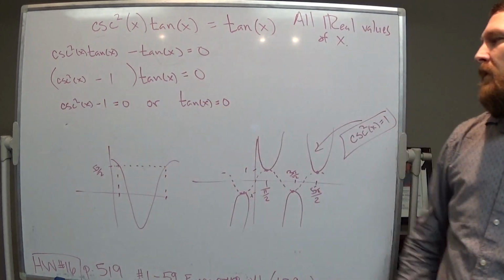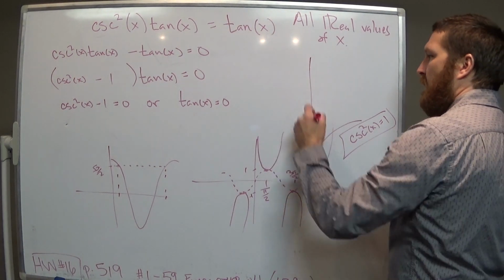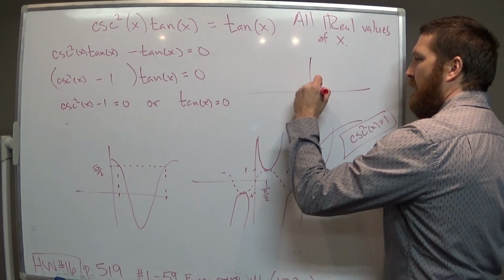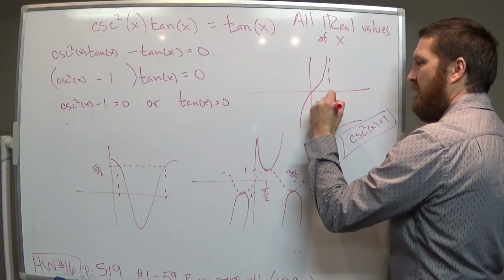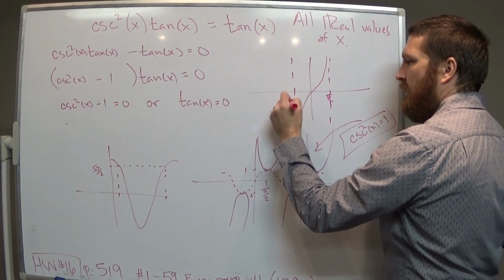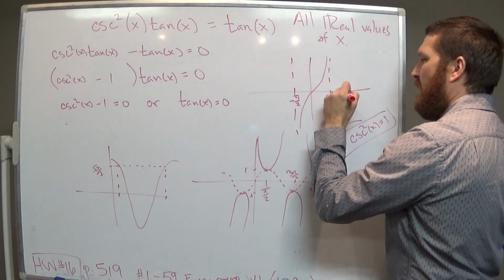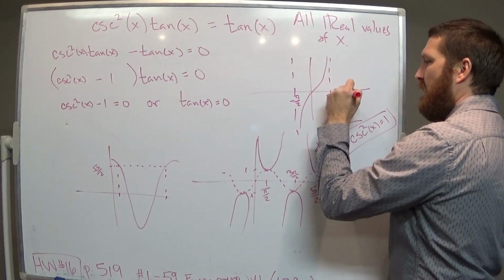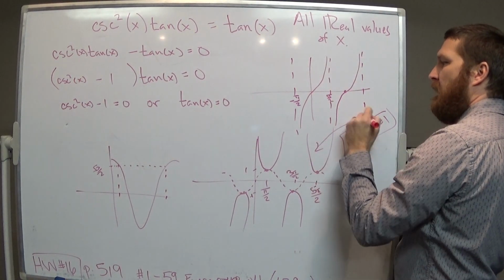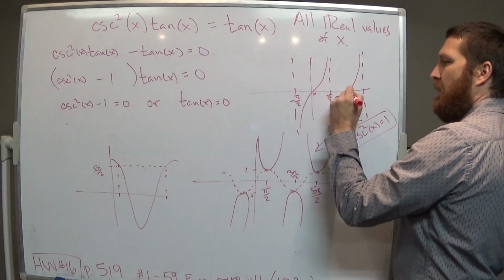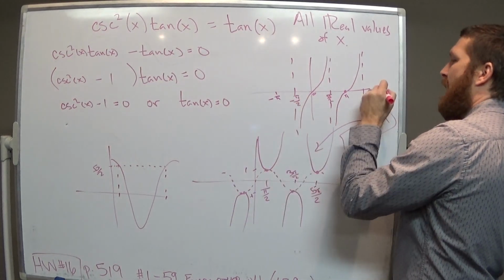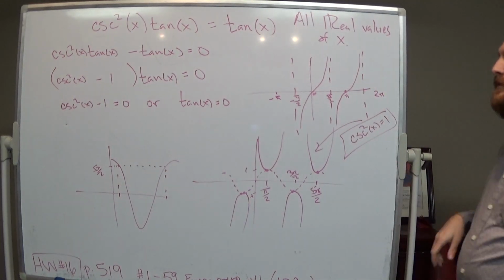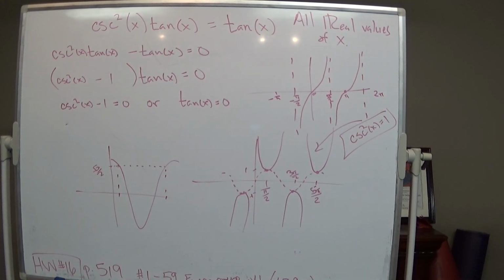Now we just find out where tangent x is equal to 0. I remember my graph of tangent x, it does this. There's pi over 2, negative pi over 2, and it does it again here, and so on forever. So that's at 0, at pi, at negative pi, at 2 pi. In fact, all integer multiples of pi will do it.